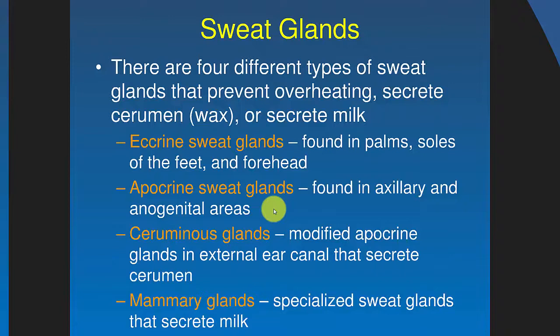areas. These are the ones that tend to have more bacteria, and so they tend to produce more of a scent. Ceruminous glands, these are a type of apocrine sweat gland, but they tend to secrete wax. So think about your ears, earwax. Mammary glands are also sweat glands.